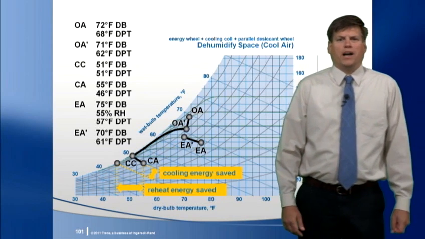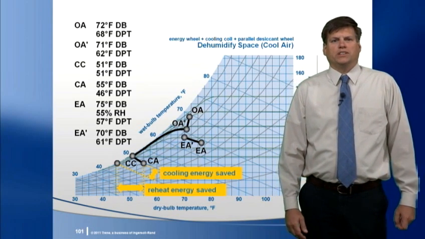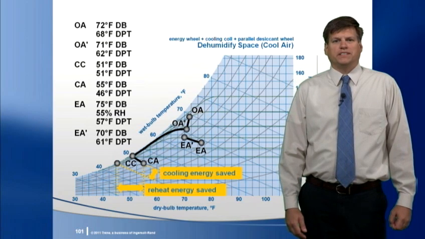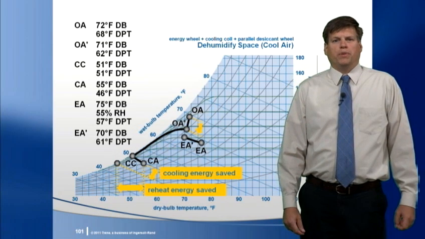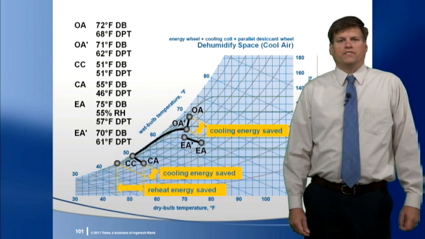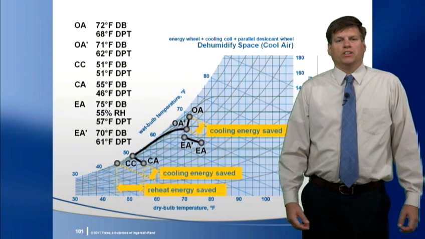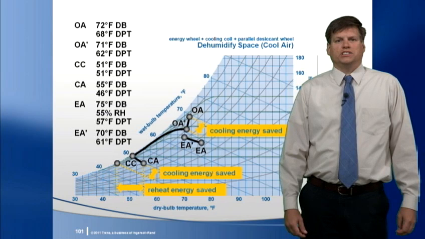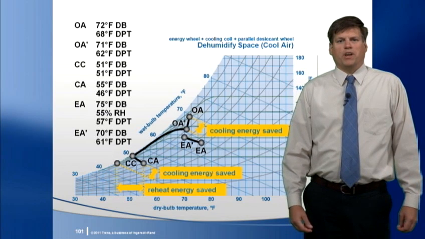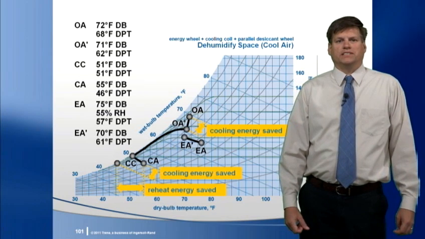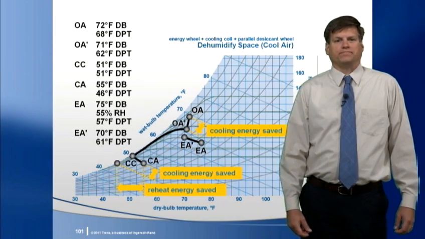In this example, a mild rainy day, the amount of reheat and cooling saved by this downstream wheel is about the same as the design day, but the benefit of the energy wheel will be less at off-design conditions. Notice how the outdoor and exhaust air conditions are much closer to each other, so the amount of energy recovered by the energy wheel is much less than on the design day.